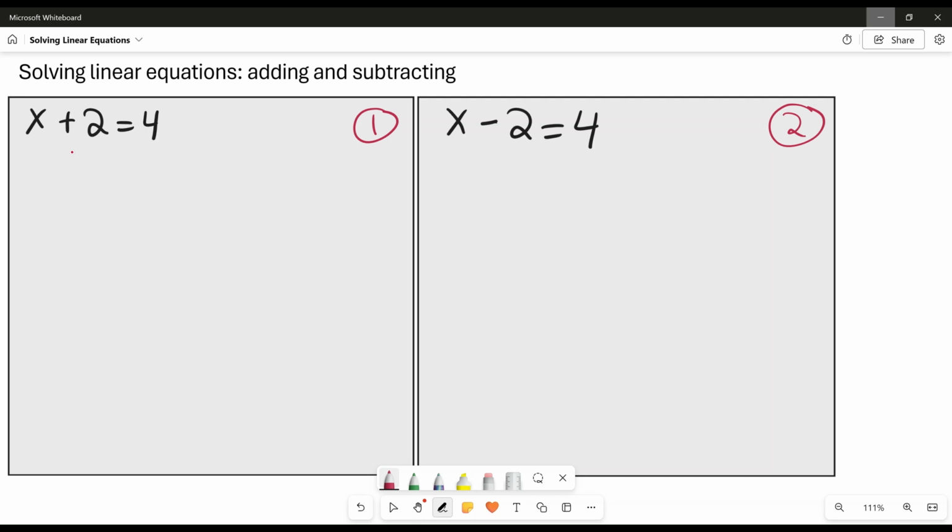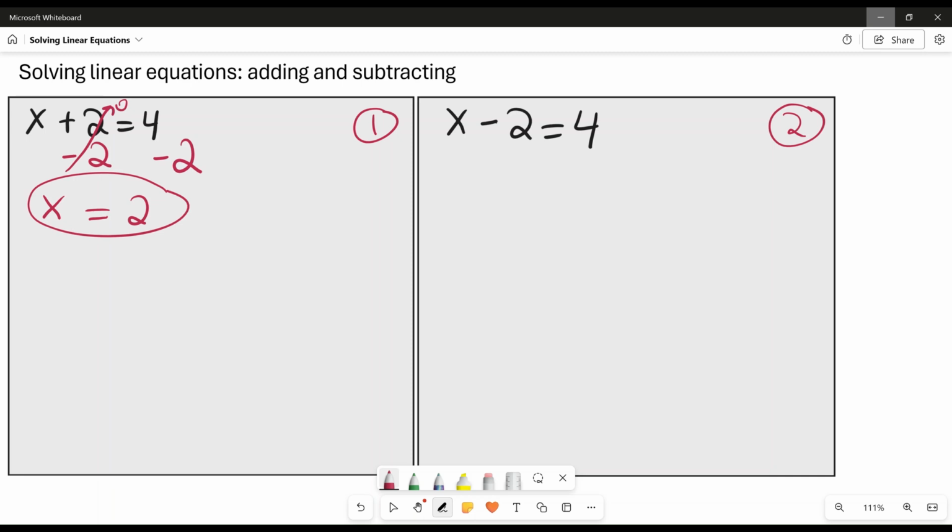And whatever we do on one side, remember, we have to do on the other side to keep that balance. When you subtract 2 from 2, you'll get 0. That means you're left with x by itself equal to 2, because 4 minus 2 is 2. And that's your final answer for this equation.